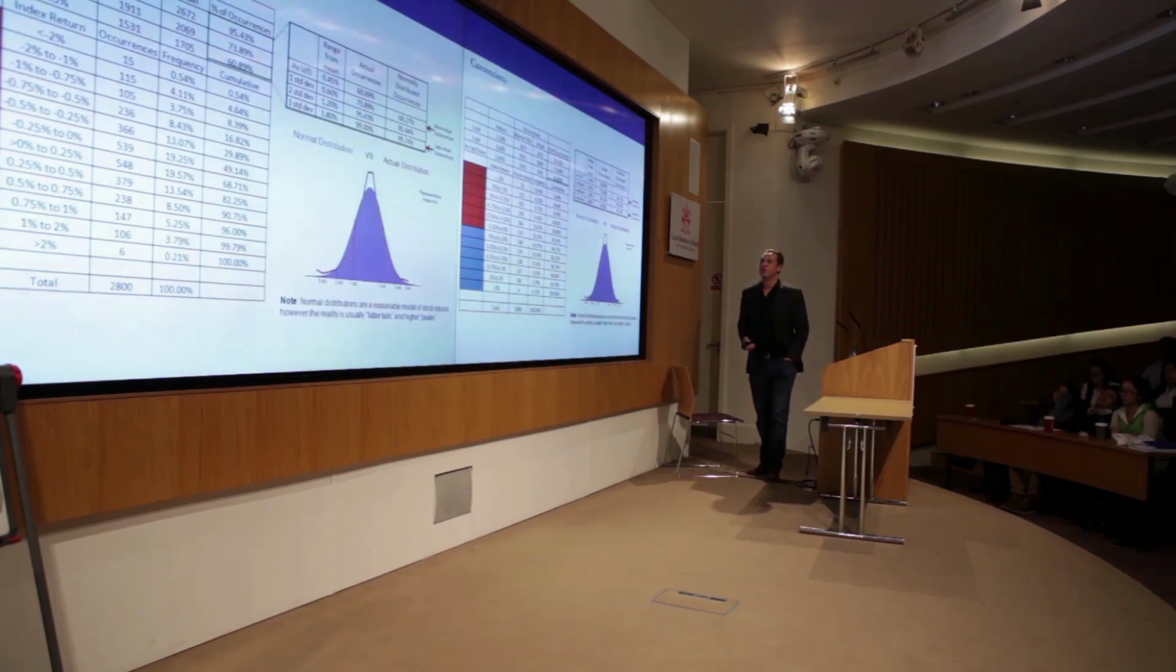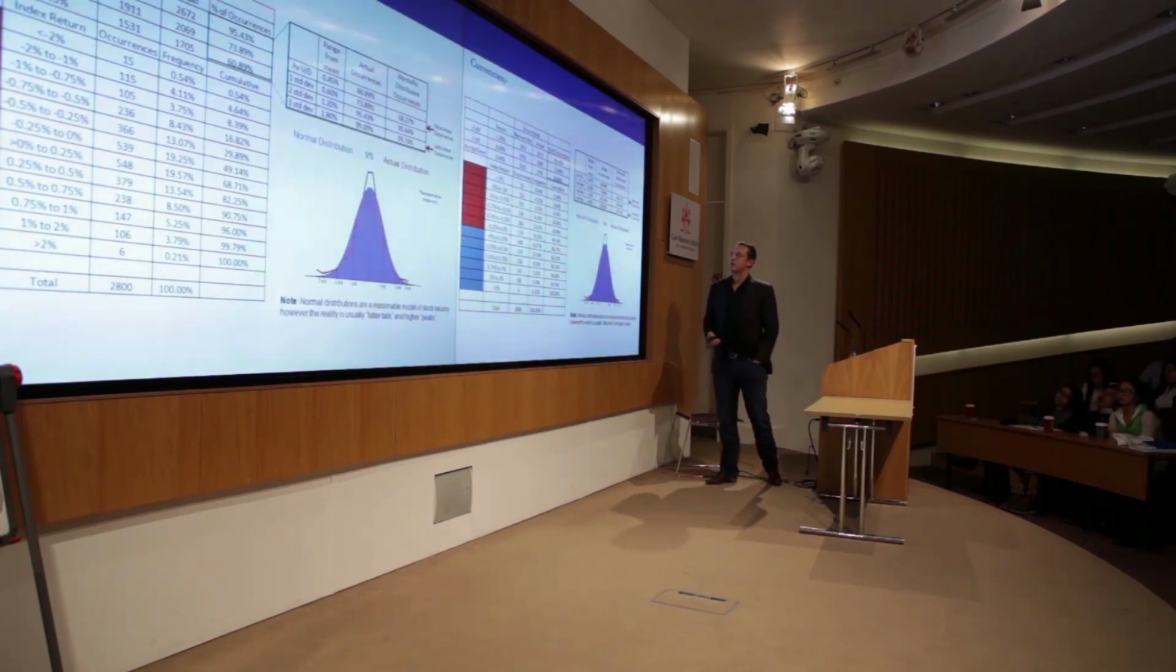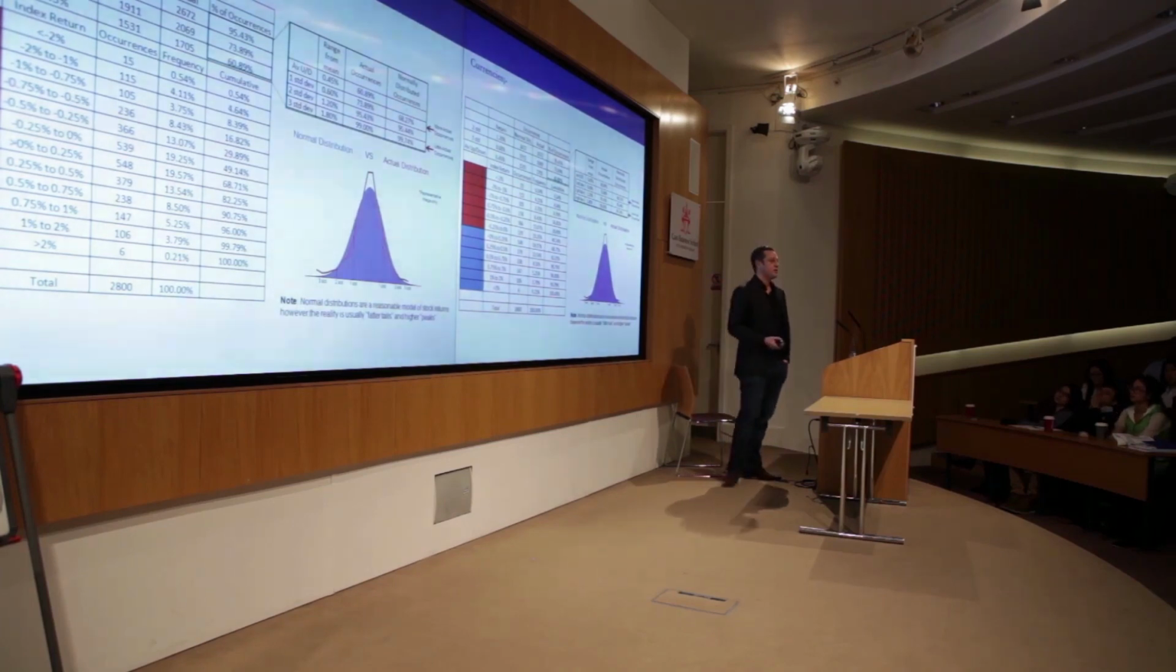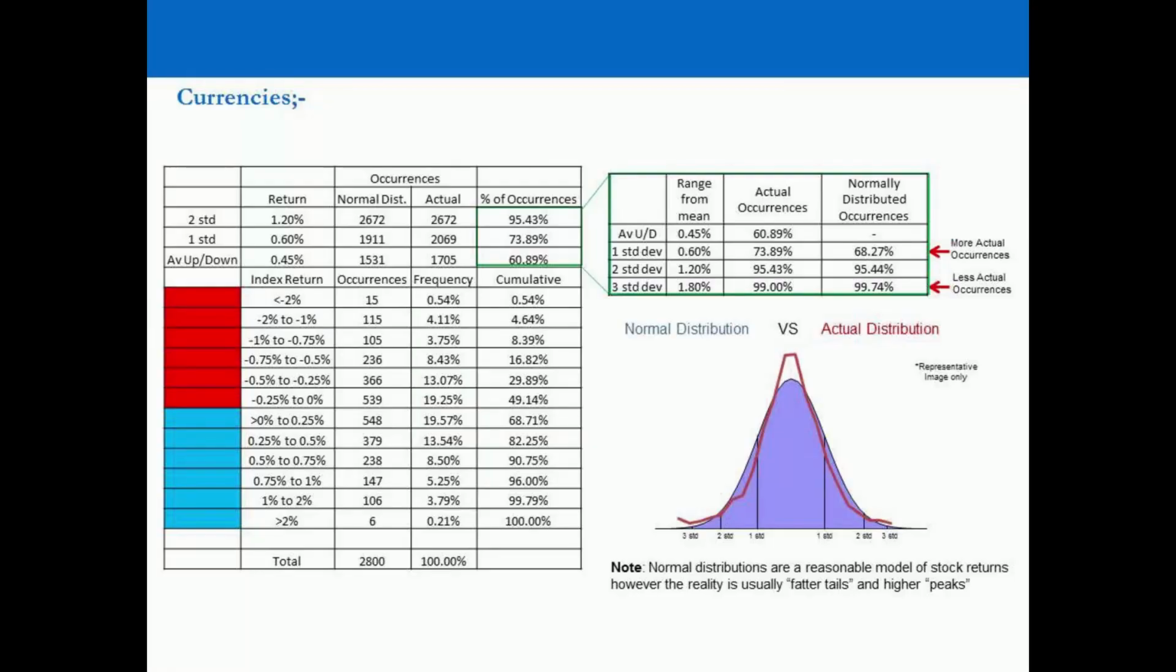What about the profile of the distribution? One standard deviation is 74% of times. And relative to a normal distribution, peakier around the mean with fatter tails. So it has a similar profile to the stock market, but pays less.